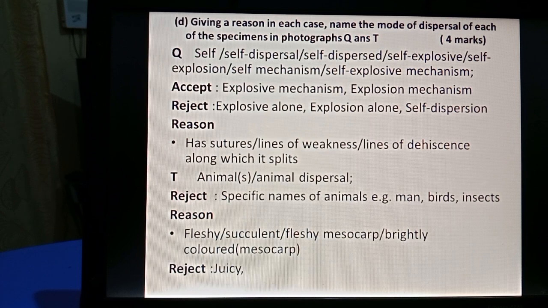All right. T is animal, or animals, or animal dispersal. Reject the specific names of animals, e.g. man, or bird, or insect. Reason, fleshy, succulent, fleshy mesocarp, brightly colored mesocarp. Reject juicy.